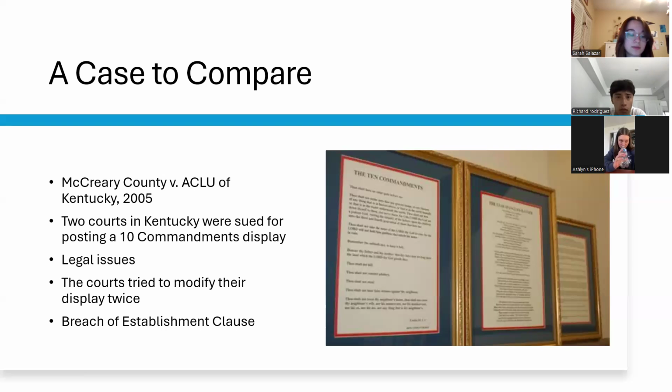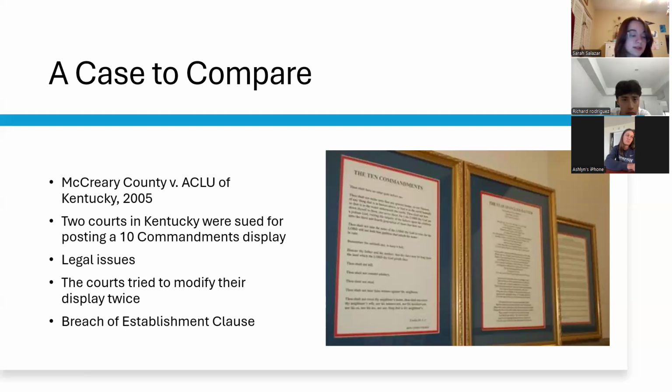And to make some comparisons between the two cases, Stone versus Graham and McCreary County versus ACLU both revolved around the subject of posting the Ten Commandments, and both had a display. And there was a violation of the Establishment Clause in both because both the schools and the courthouses were trying to push a religious message through a display of the Ten Commandments and pass it off as having a secular influence in the history of America.